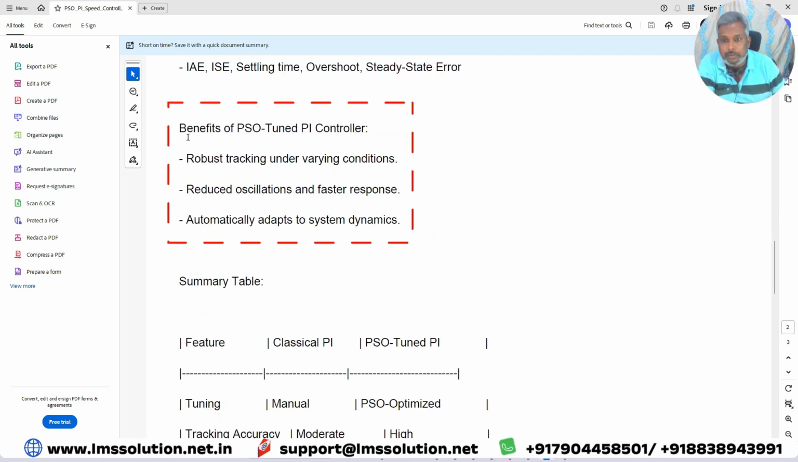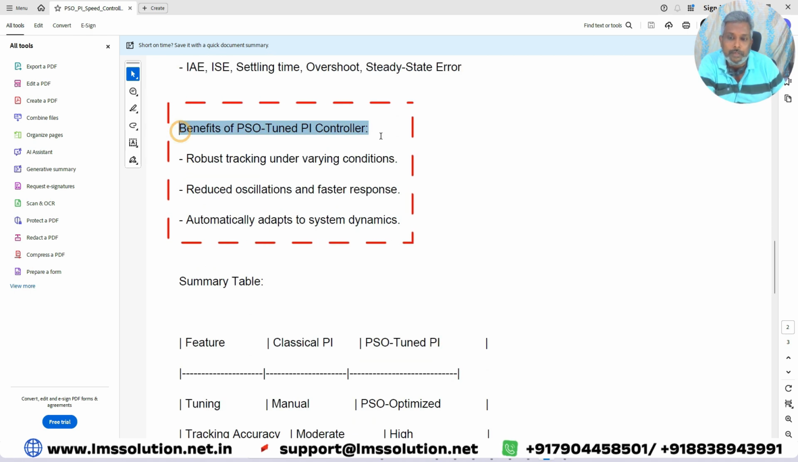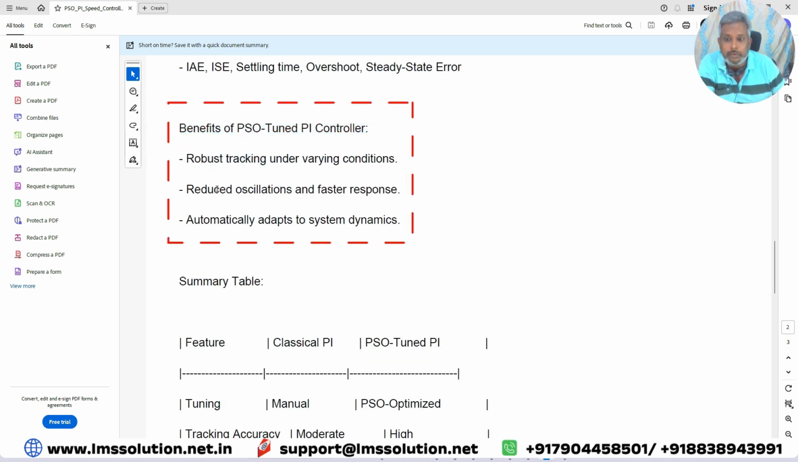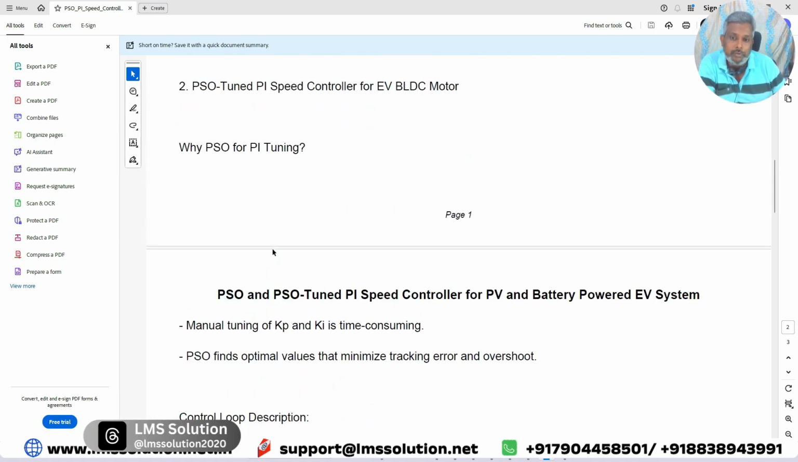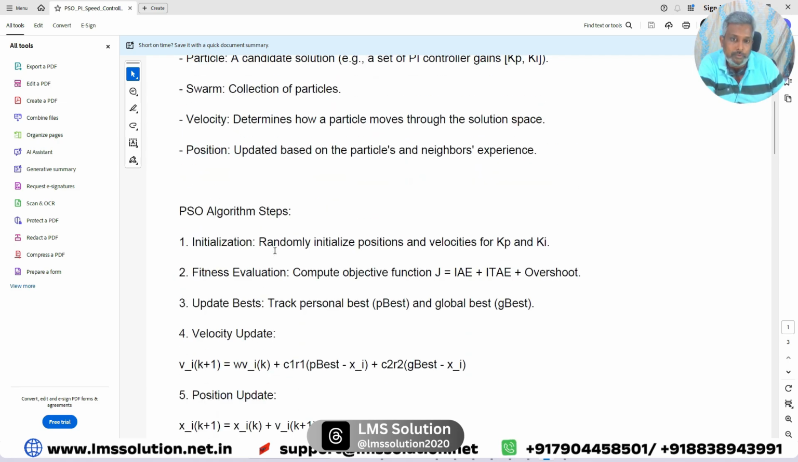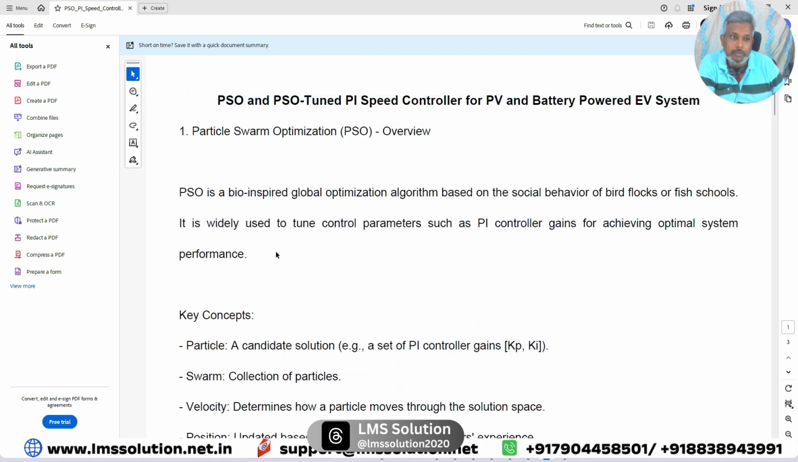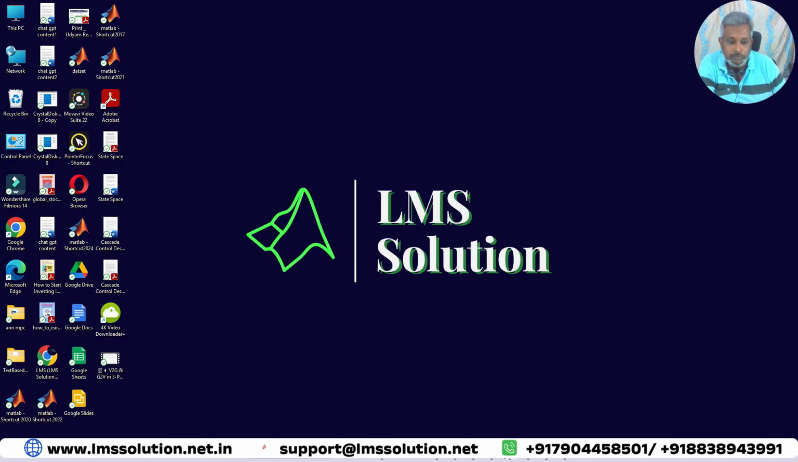Here you can see the benefit of the PSO tuned PI controller: robust tracking, it reduces the oscillation, and it automatically adapts to the system dynamics. So this is the overview of the PSO tuned PI controller and the PSO algorithm. Next, let's move on to the coding part.